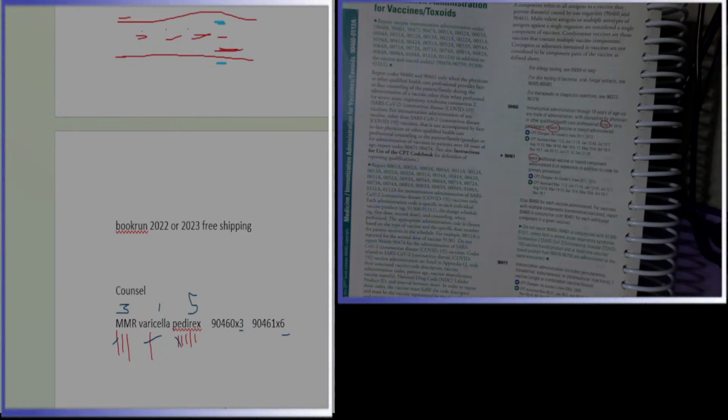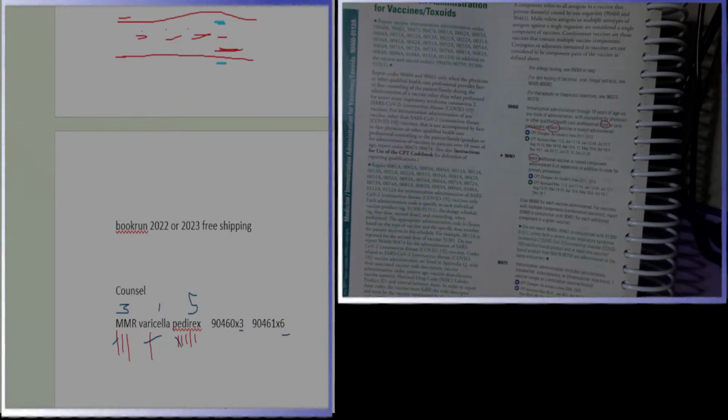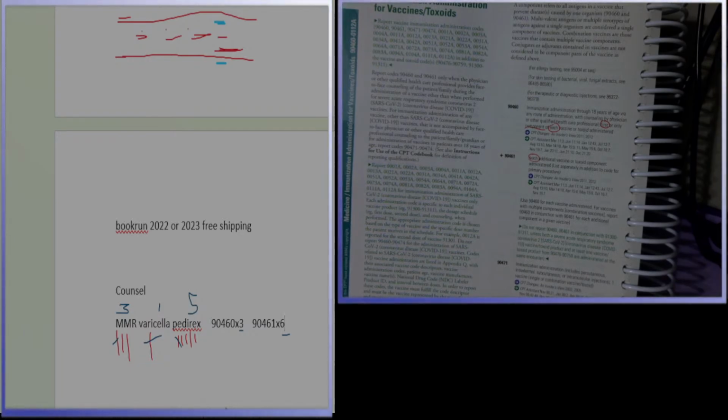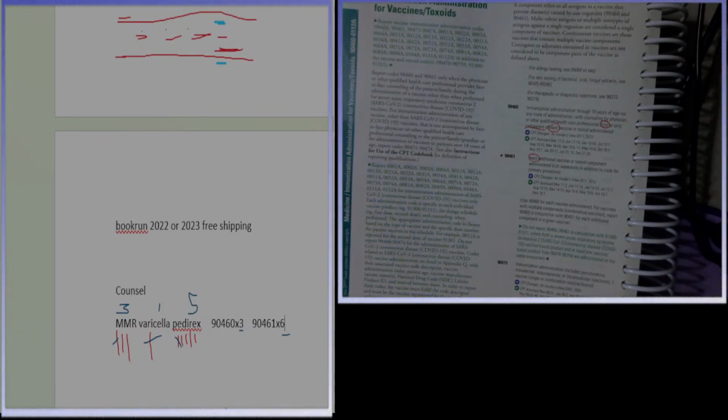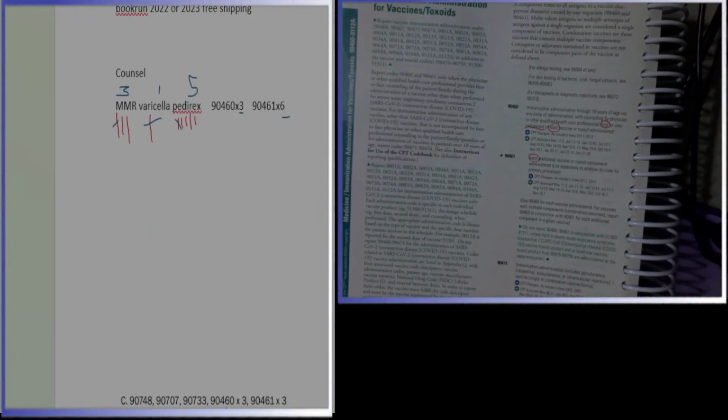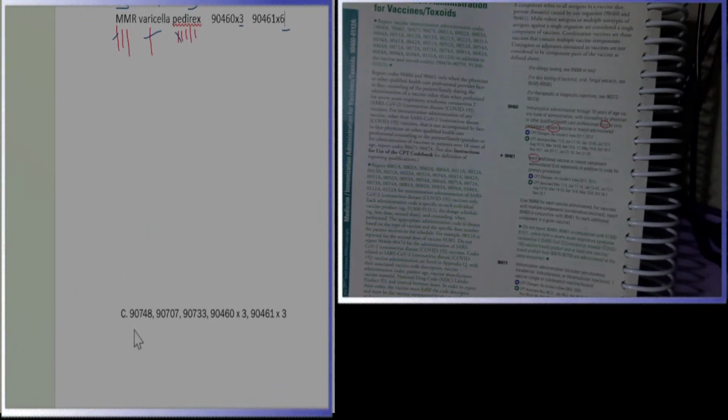My head's hurting now. I know if mine is, y'all's is, and I did peds for 20 years, so it still kills me. Anyway, the original answer to the original question that I did delete, there's the answer.